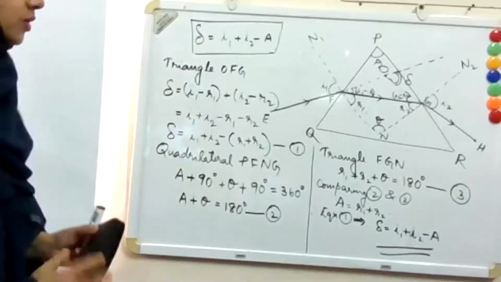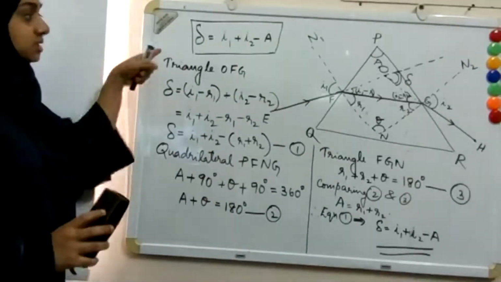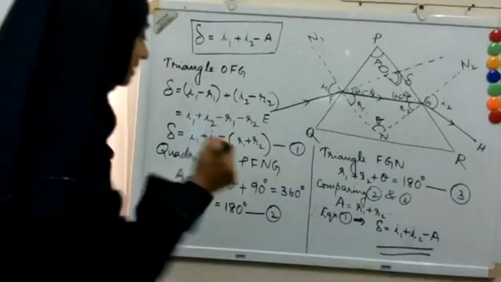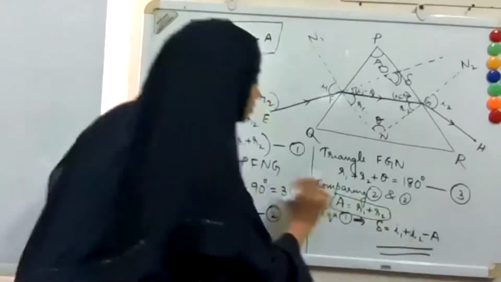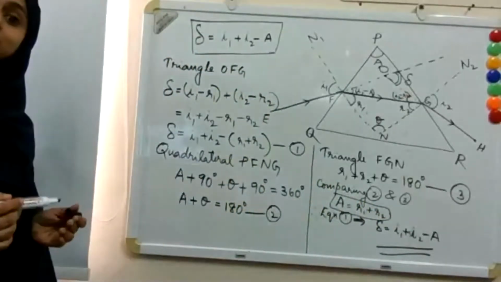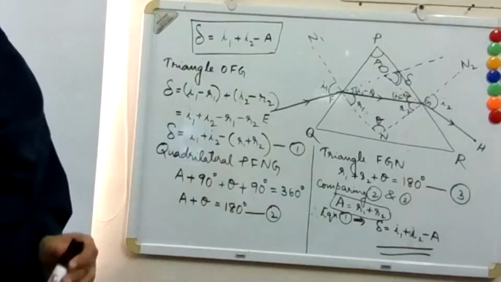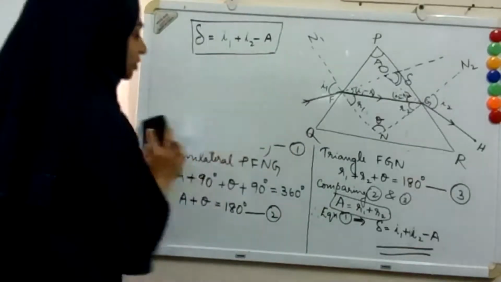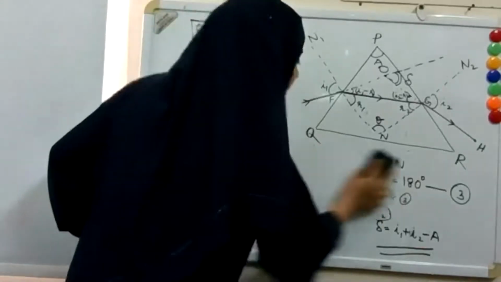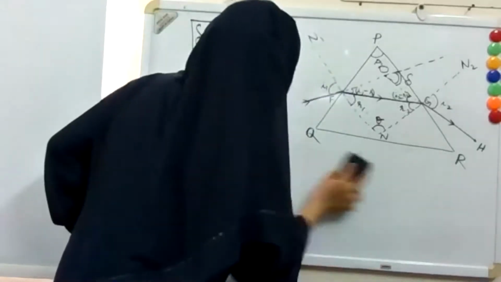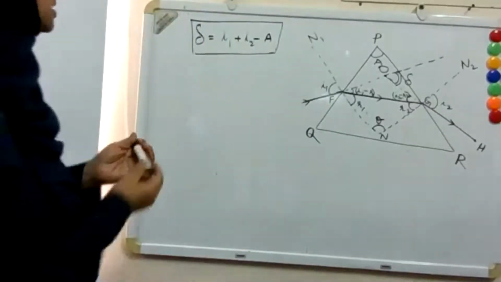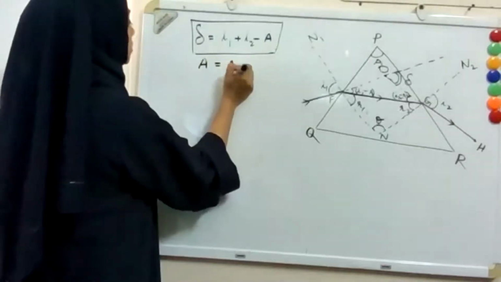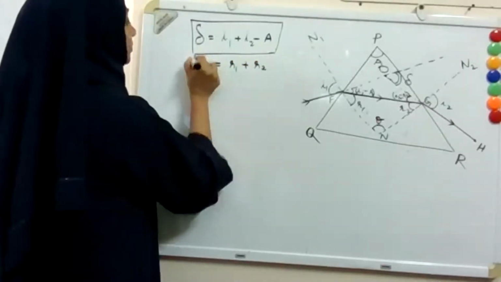Okay. So this is one of the equations which you have to remember. Also remember this one. This is true in all cases. A will be equal to R1 plus R2 always. So you have to memorize the relation that the angle of the prism A is equal to R1 plus R2.